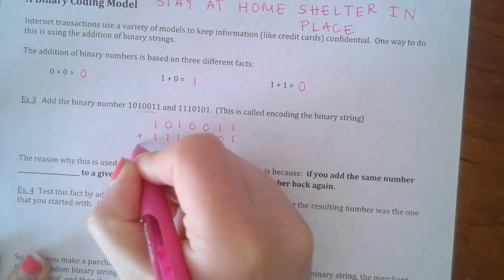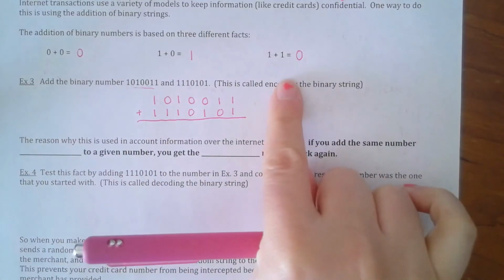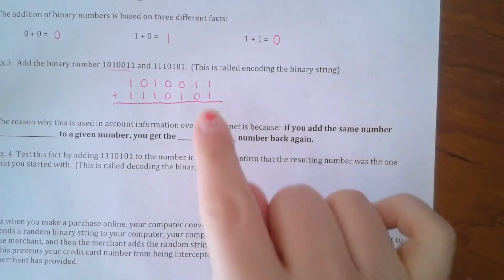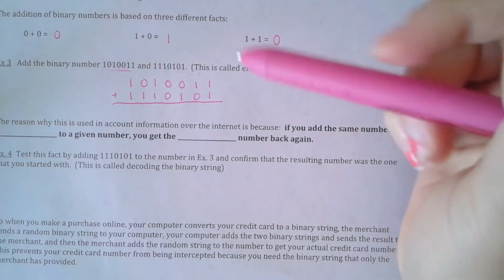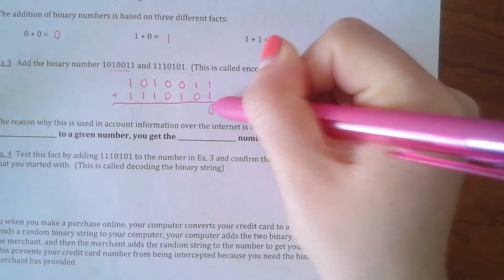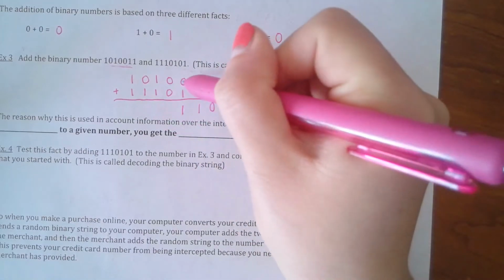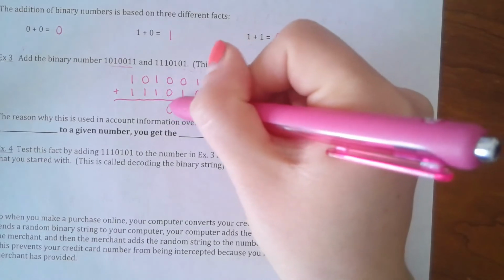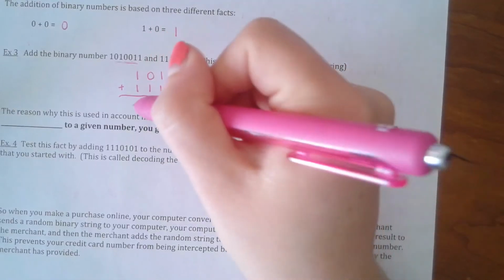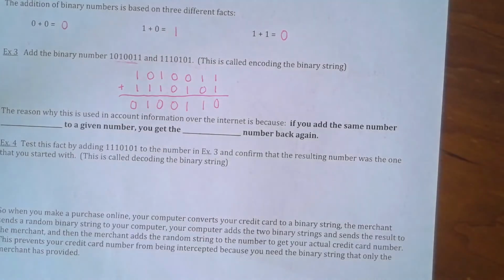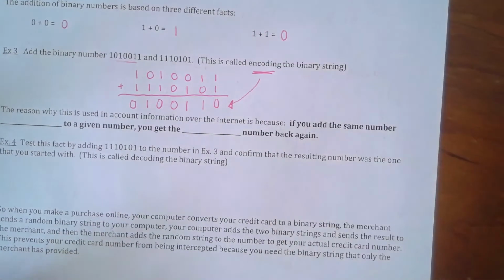You add like normal, place by place, but know again that not everything makes a ton of sense. So 1 plus 1 again is not necessarily in our actual algebraic sense. 1 plus 1 is actually 0 in binary. So 0 plus 1 is 1, 1 plus 0 is 1, 0 and 0 is 0, 1 and 1 again is 0, 0 and 1 is 1, and then 1 and 1 is 0. So this new code that we ended up getting is called the encoded binary string.